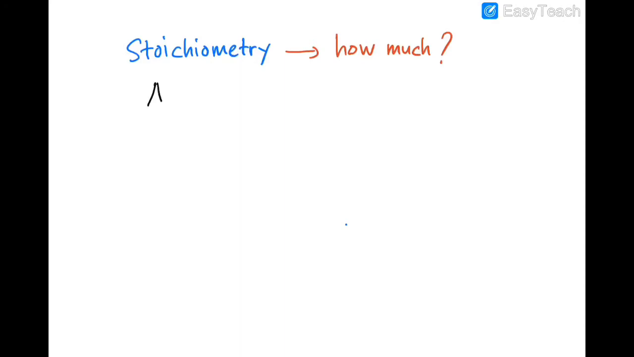In this session, we are going to talk about the chapter of Stoichiometry, and basically any question that has to do with how much is a stoichiometric question. At the heart of stoichiometry, we always have a balanced reaction. And therefore, the first thing you have to master before understanding the materials in this chapter is to be able to balance a chemical reaction equation.